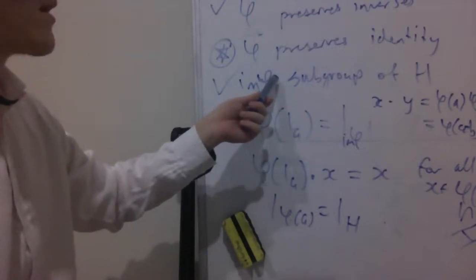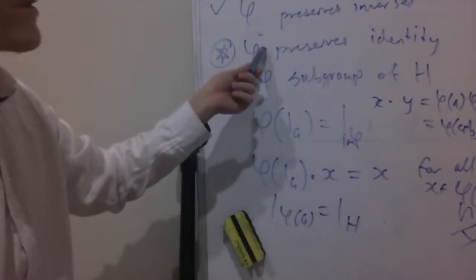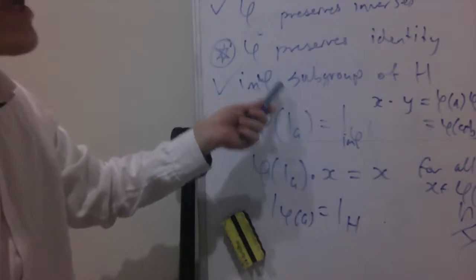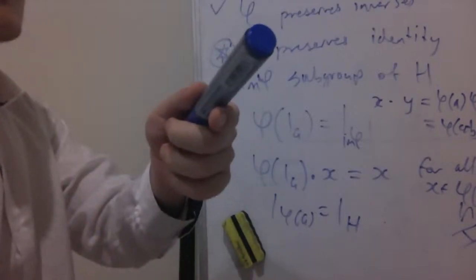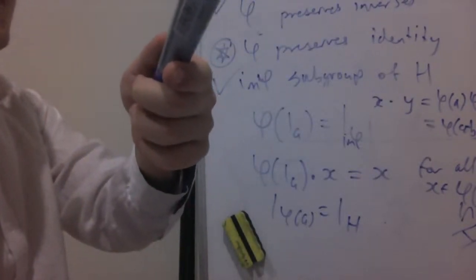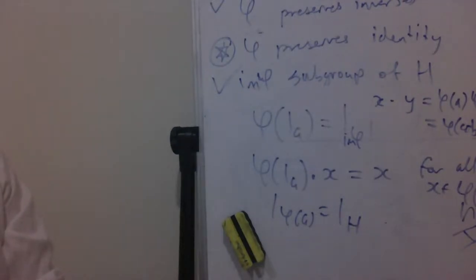Now that we know it's a subgroup, we know that phi preserves the identity, because the identity of the subgroup we showed last week is the same as the identity of the whole group. Do you remember all this? I think you do, subconsciously at least. So there was an exercise where you had to show that if you had a subgroup with an identity, that identity was actually the same identity.